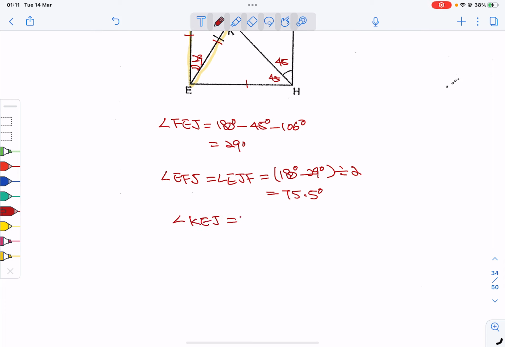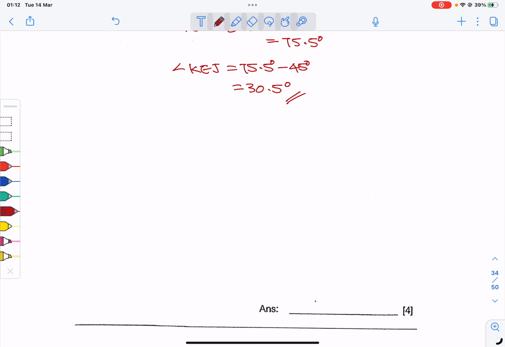So now we can find angle KEJ, which is 75.5. Take away the 45 degree. We have 30.5 degree. So this will be our answer, 30.5 degree.